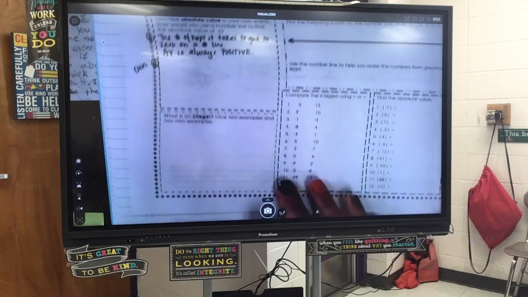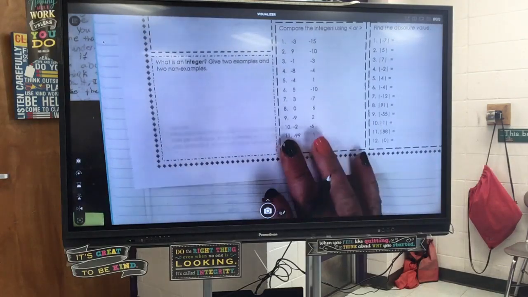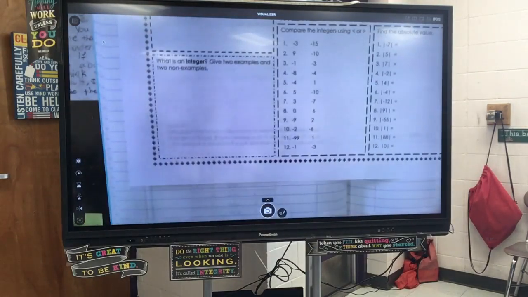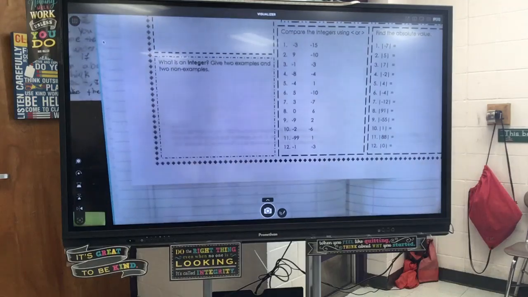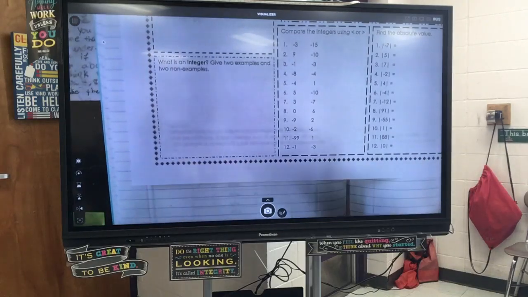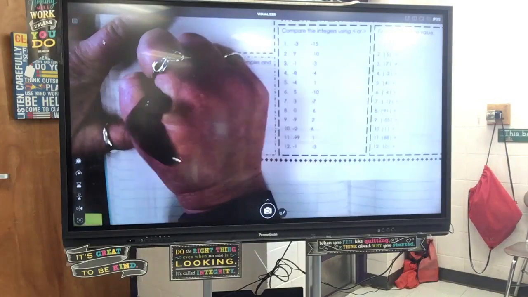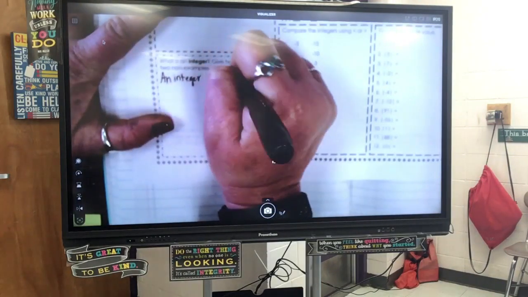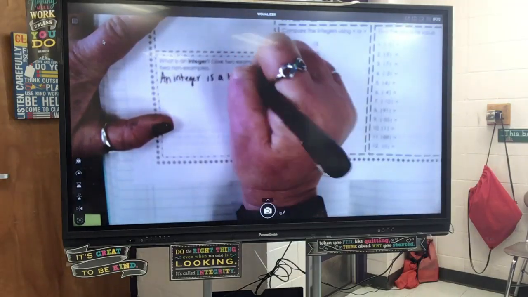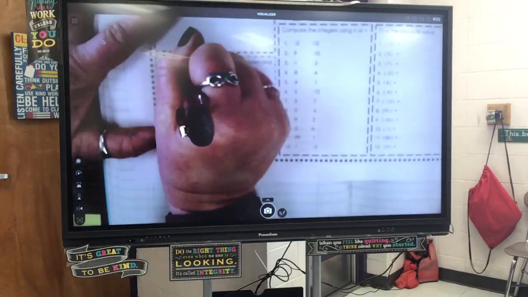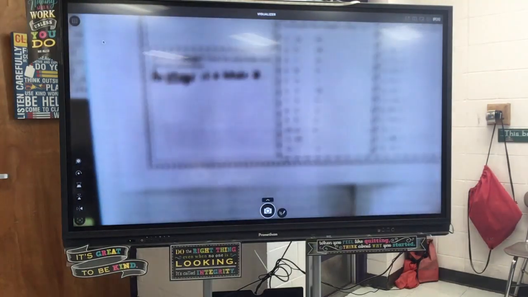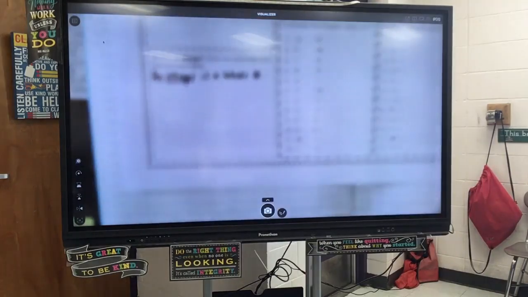Alright, down here, it says what is an integer? Give 2 examples and 2 non-examples. So do you guys remember what an integer is? We did talk about this briefly. Okay, so an integer is a whole number. So that means it can't be a fraction, can't be a decimal, can be a negative whole number.